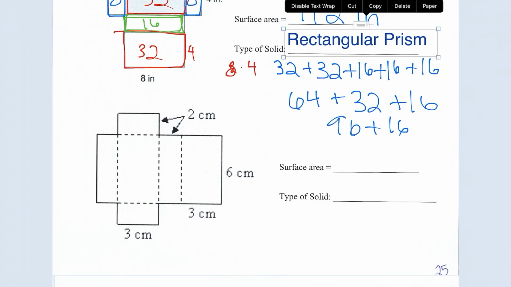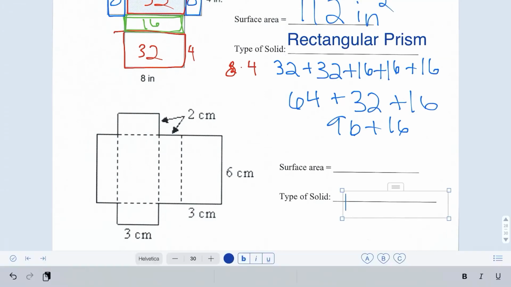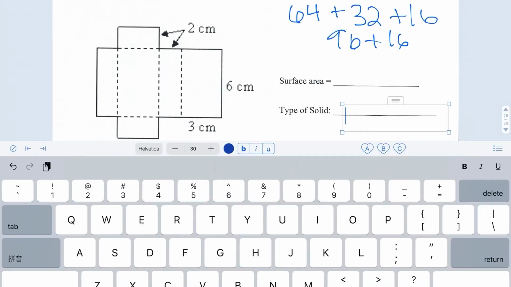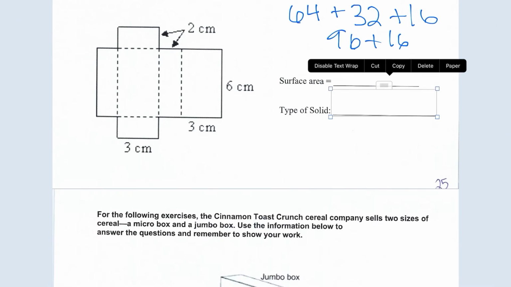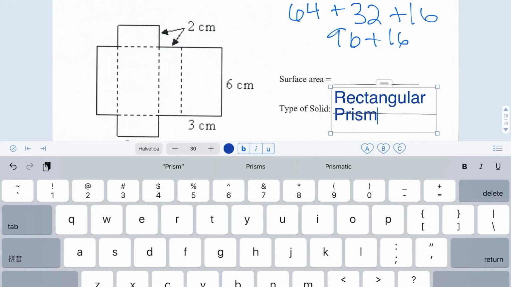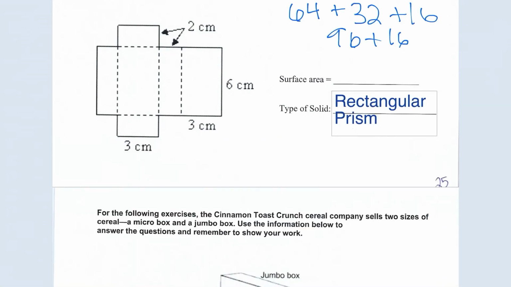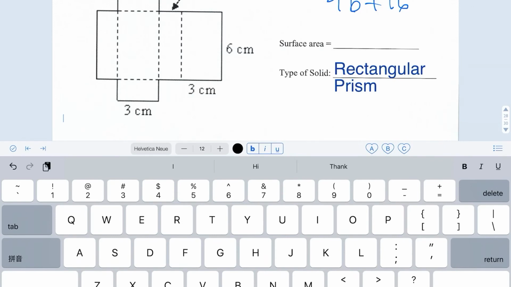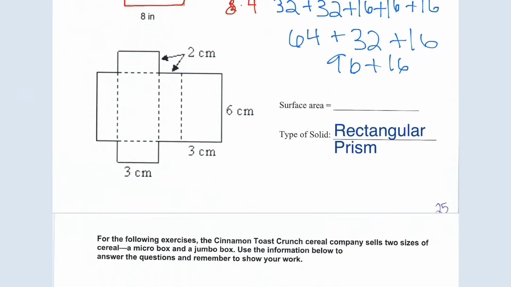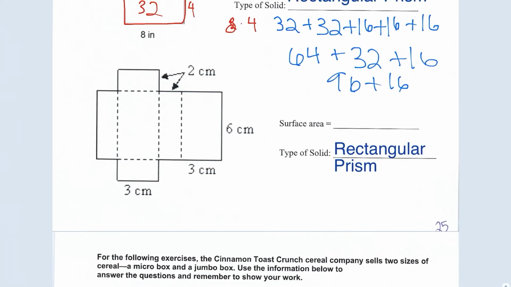Rectangular prism. So when we fold the shape, we create a box. Okay. So doing a very similar process here, we're going to find the congruent parts, and we're going to find the surface area. So I'm going to start with this rectangle in blue.